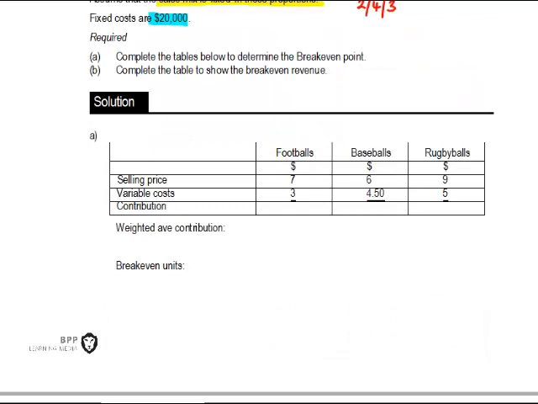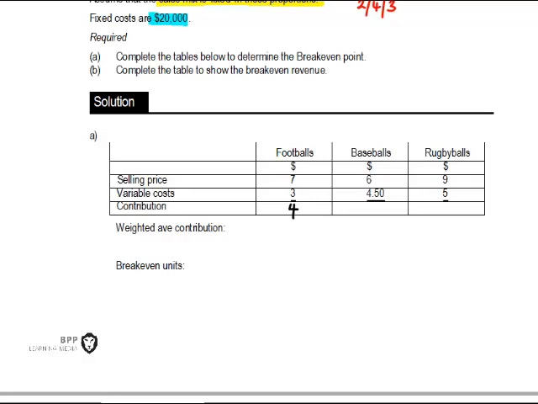So we need to take the total fixed costs and divide that by the weighted average contribution. So the way we're going to do this is start off by working out the individual contributions for each of the products. So let's take footballs. Footballs have got a selling price of 7 and a variable cost of 3, so the contribution is 4.